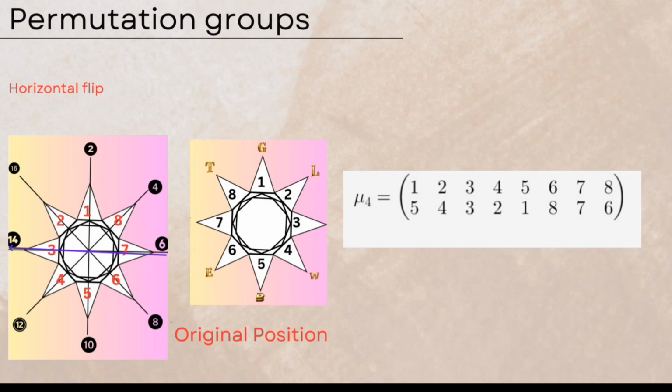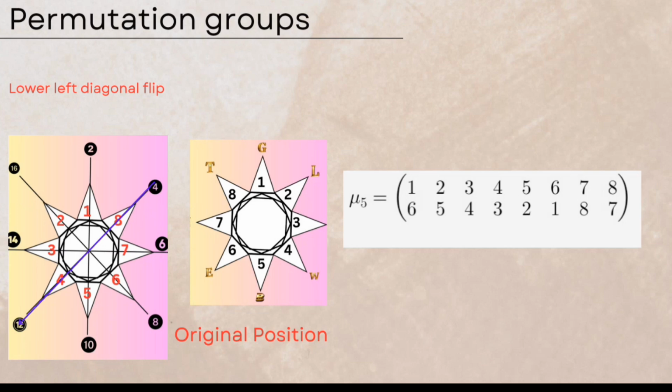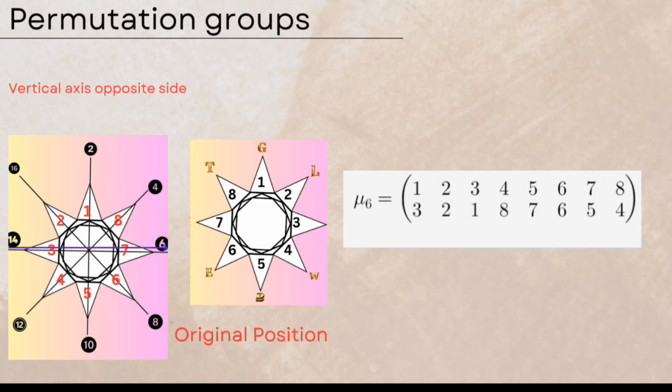8 to 6. Now for our lower left diagonal flip, we have mu sub 5: 1 to 6, 2 to 5, 3 to 3, 4 to 3, 5 to 2, 6 to 1, 7 to 8, and 8 to 7. Then for our vertical axis opposite side, our mu sub 6, we have 1 maps to 3, 2 maps to 2, 3 maps to 1, 4 maps to 8.